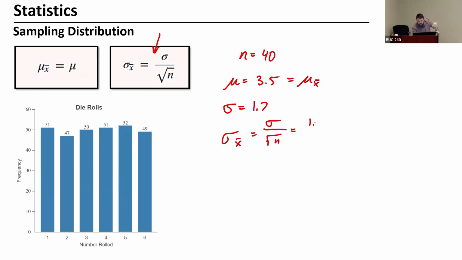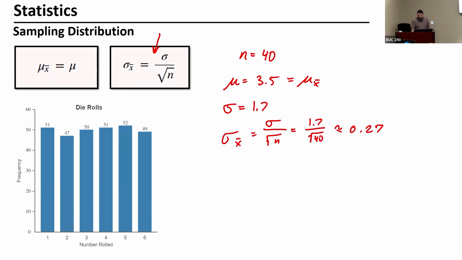I've got this 1.7 divided by 40, which is nice because that becomes 0.27. So my new standard deviation is 0.27, which, okay. You might be thinking, who cares? Well, let's do another example just real quick, and you kind of see what you can work out from it. And then we'll go from there.